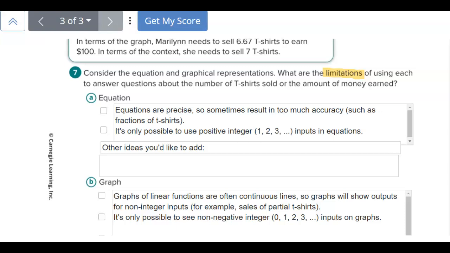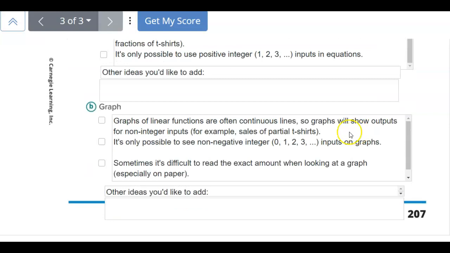And then if you have any other ideas about limitations of using equations, write them here. I don't want you to be limited to these 2 ideas. So choose the one of these that's true, a true limitation of using equations. And then if you have other ideas, I would love to hear more ideas. So type your understandings of limitations of equations. Then think about graphs. What are some limitations of using graphs to solve equations or to look at data?